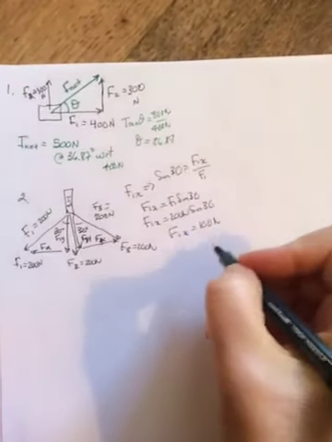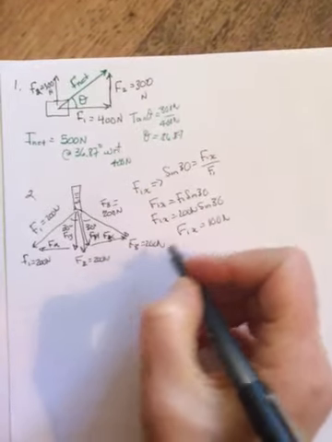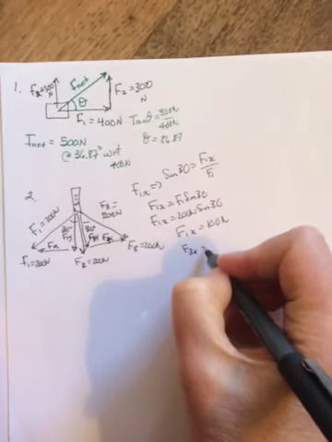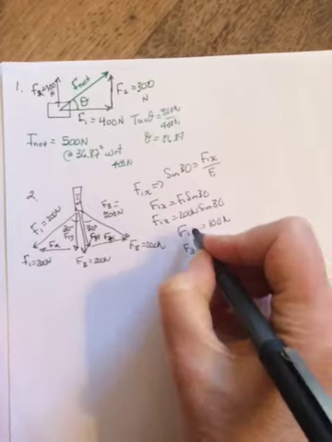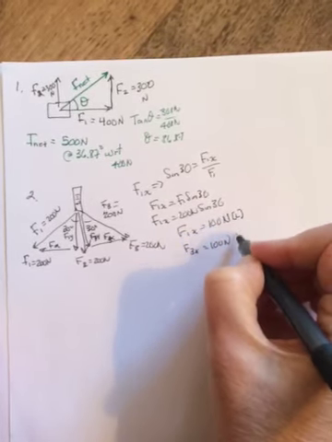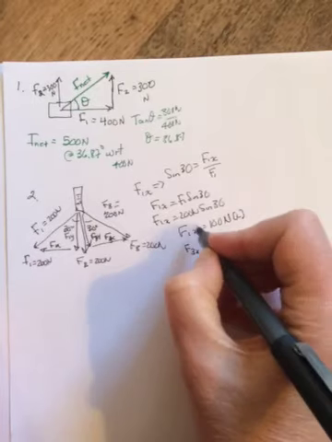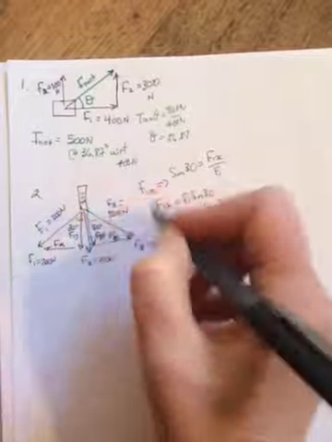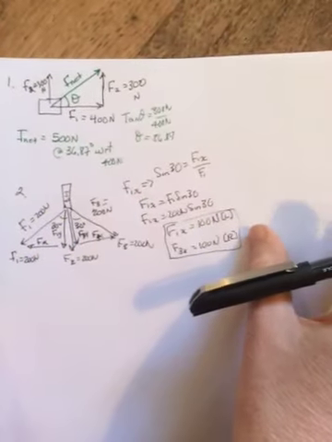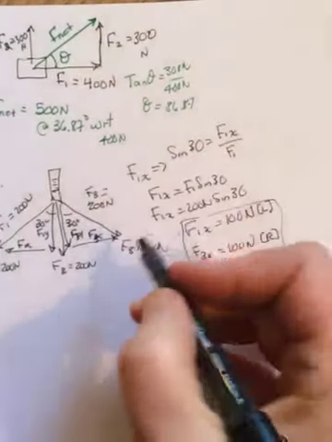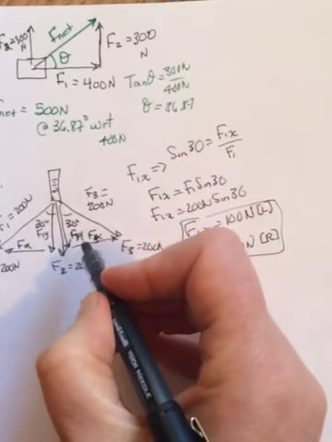Okay, so in the last video we ended by deciding that since F1x and F3x were equal to each other but in opposite directions, with F1 going to the left and F3 going to the right, they're just going to cancel each other out and not have any effect on anything in this diagram. So really what we need to find are the values for F1y and F3y.